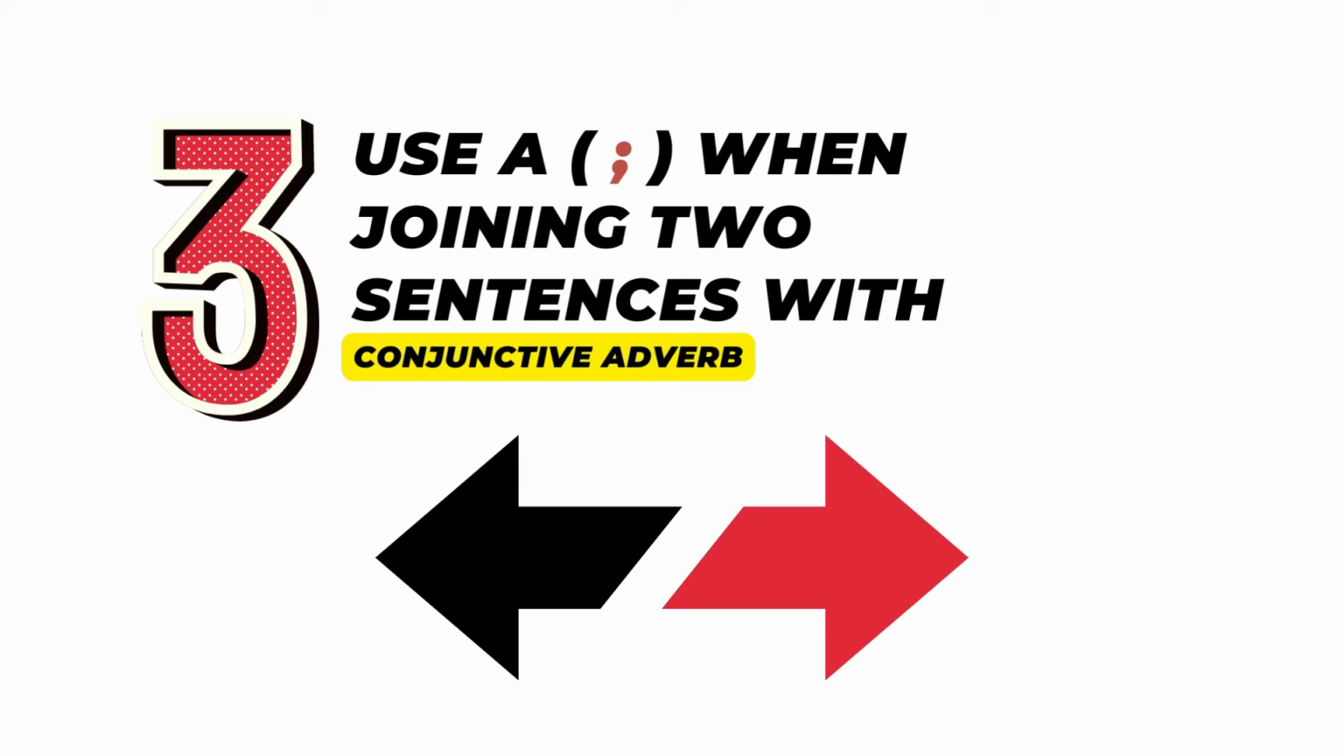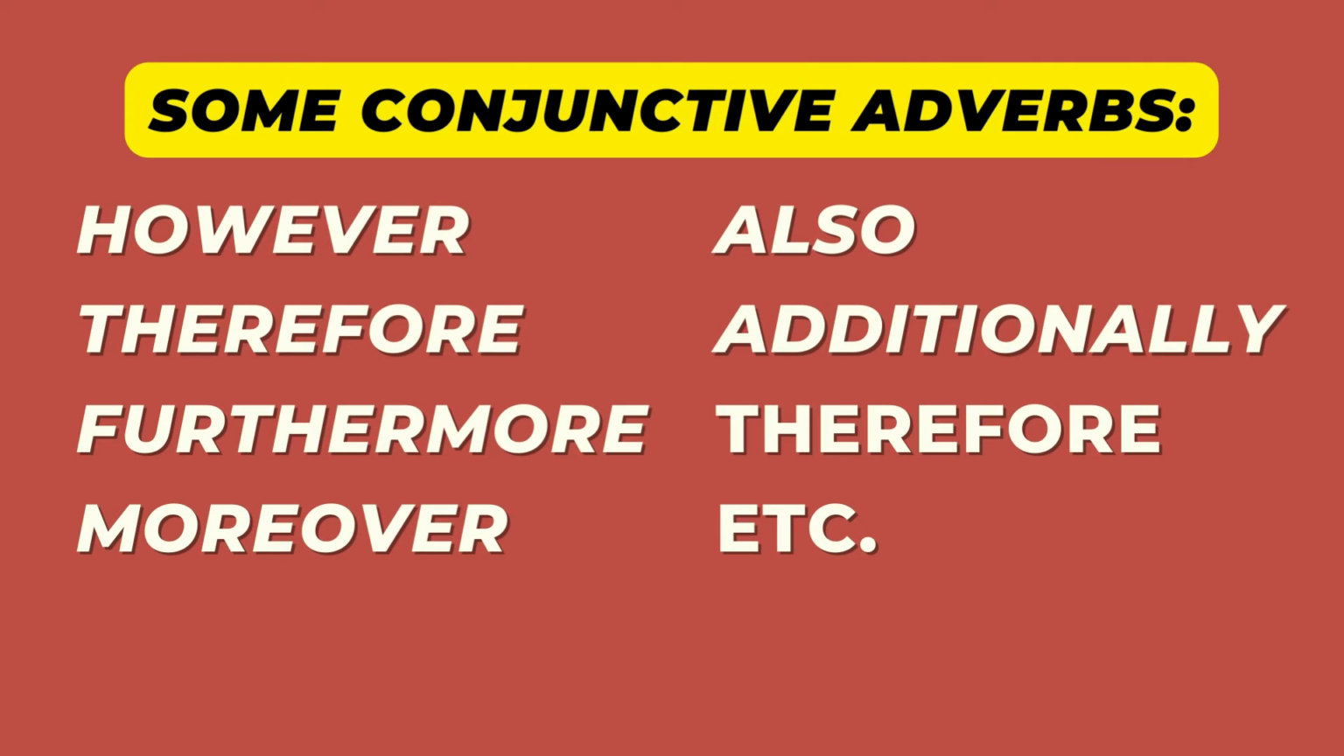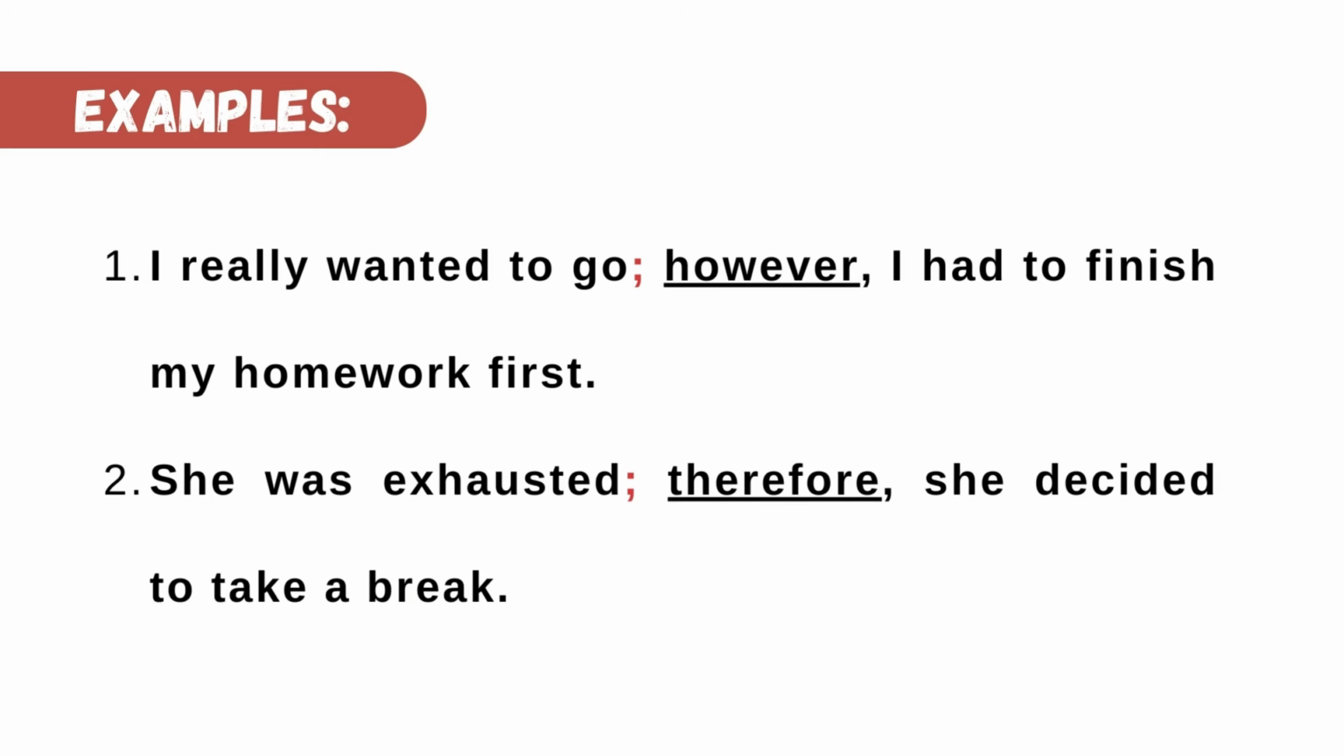Rule number 3. Use a semicolon when joining two sentences that have a conjunctive adverb in the middle. Conjunctive adverbs include however, therefore, furthermore, moreover. Here are some examples. I really wanted to go; however, I had to finish my homework first. She was exhausted; therefore, she decided to take a break.